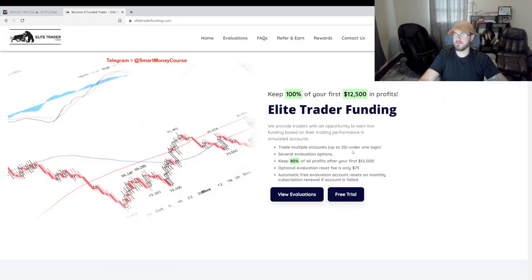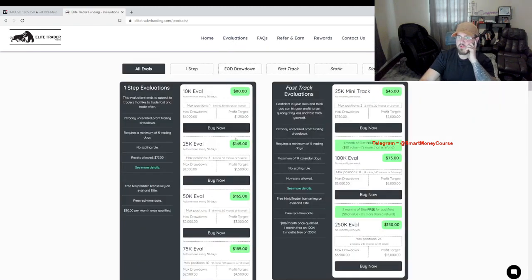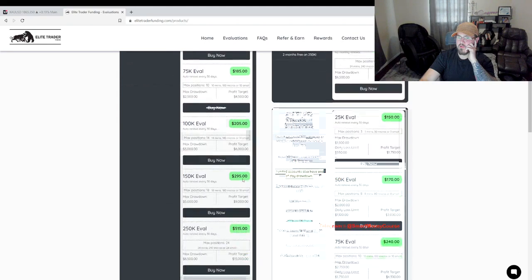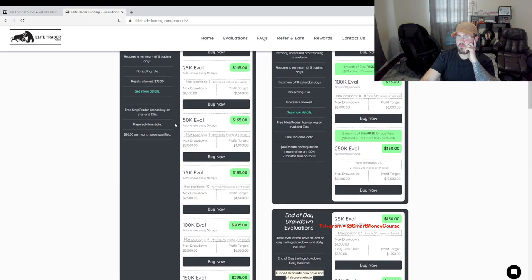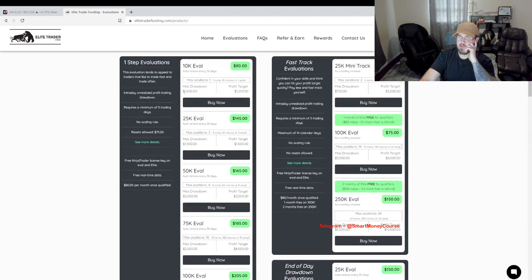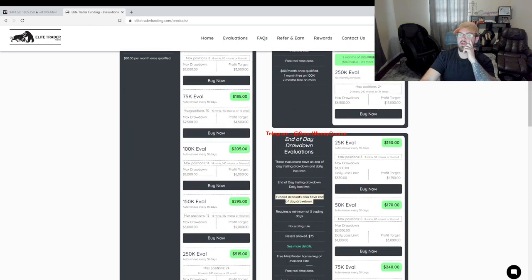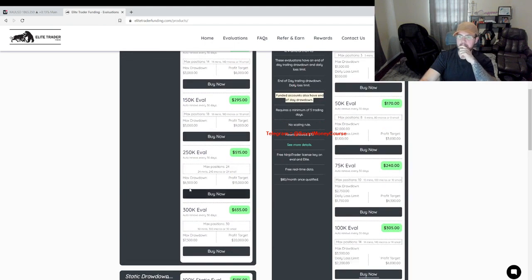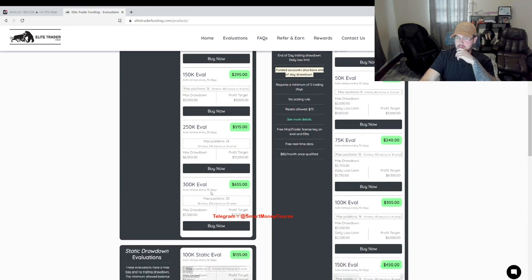That's pretty cool. You can trade multiple accounts. Keep 80% after your first 12,000. The evaluation reset fee is only $75. Wait, what? Hold on, what are the rules? These are cheap. A one-step evaluation. Oh, you can go down 10%. Okay, let's look for the rules. Oh, no. So once you get the higher ones, yeah, I guess.